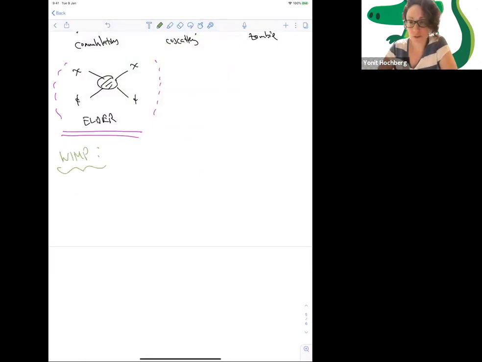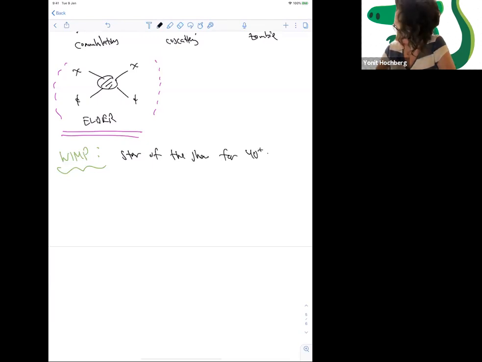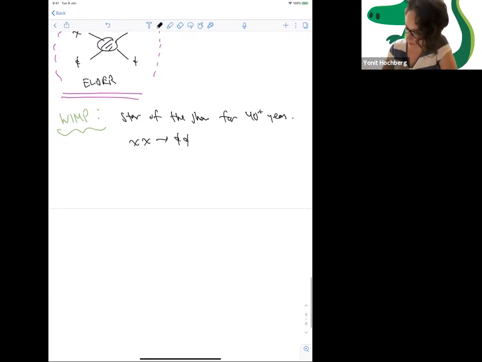It's no secret, I think, that the star of the show for the last 40 years basically has been the WIMP. For probably 40 plus years. So this is the process that we're talking about. Chi goes to phi. Let me just draw that over here. And I don't care how this is happening. That's why we draw this blob in the middle. We're talking at the mechanism level, not writing down particular models that give this behavior. So here is our annihilation process.